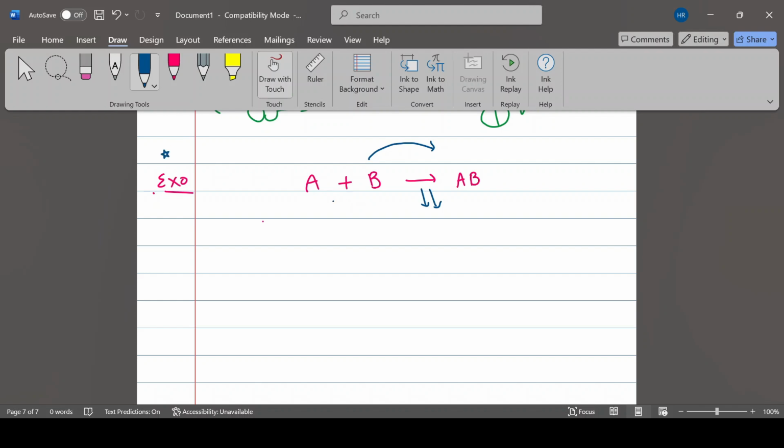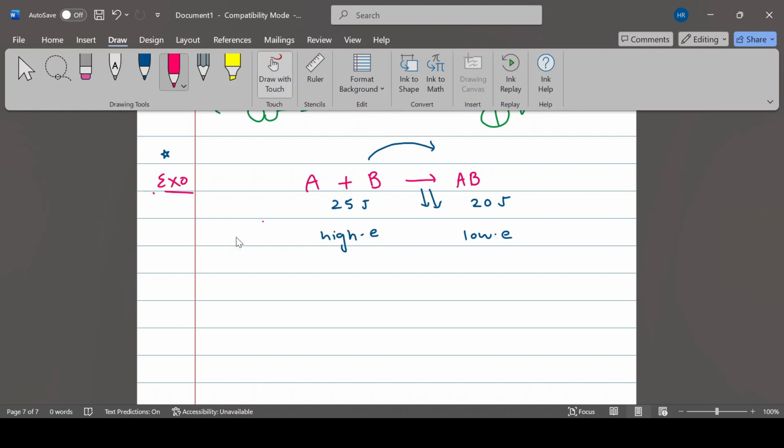So let's say, for example, A and B had 25 joules of energy. As the reaction is moving from the reactants and forming products, energy is being released. That means the products are going to have a lesser amount of energy, maybe 20 joules, right? So in an exothermic reaction, always remember the reactants have high energy, and relative to the reactants, the products are going to have low energy. This makes sense? Yeah. Okay.